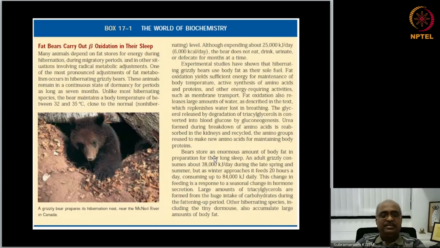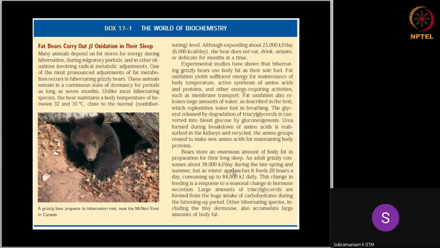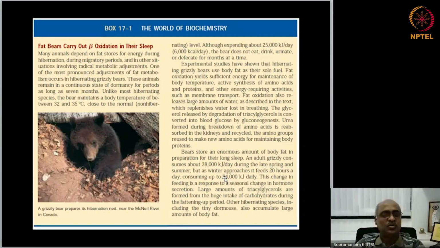But as winter approaches, in late summer and early autumn, it feeds about 20 hours a day, consuming about 84,000 kilojoules a day. What does it do with all of that? All of that is converted into triacylglycerols and stored under its skin as subcutaneous fat. It stores a lot of it.